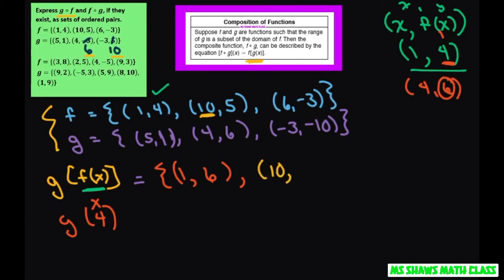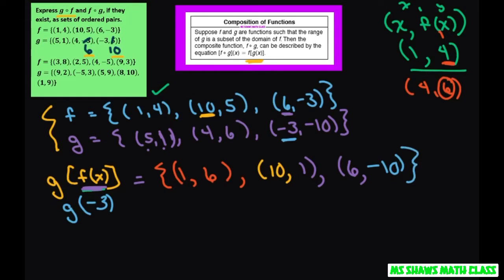Then the next step is to copy down your x again. And you do that again. So we know that f of x is 5, because that's your y. Then we want g of 5. Well, g of 5 is 1, so 1 goes here. And then the next step is copy down your x. You always do your inner function first. And then that's going to be negative 3. So f of x is negative 3. So then you do g of negative 3, and you get negative 10. So that's your set of ordered pairs for that one.